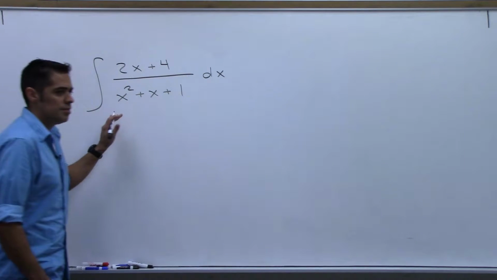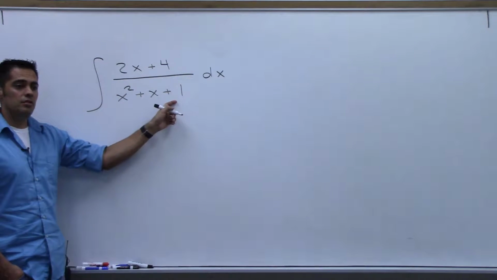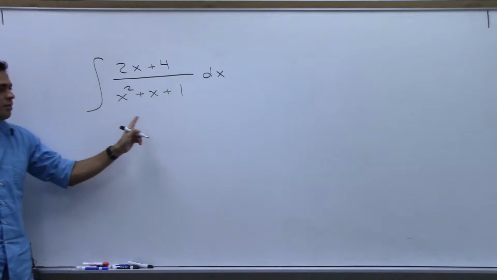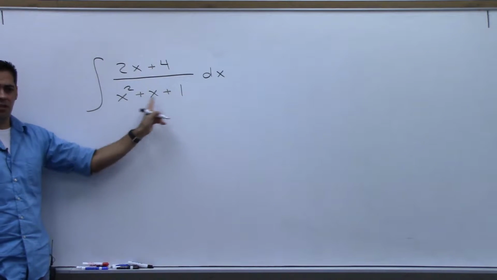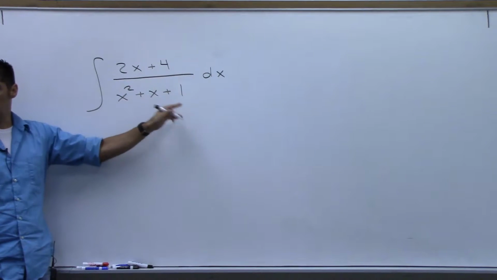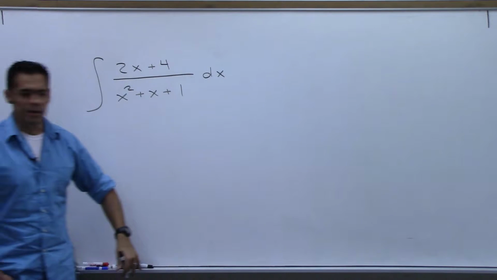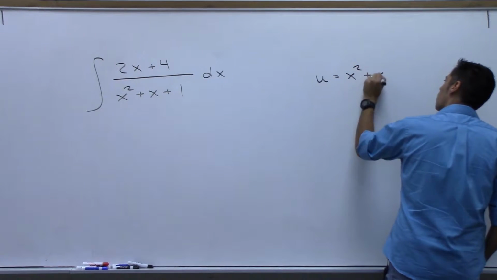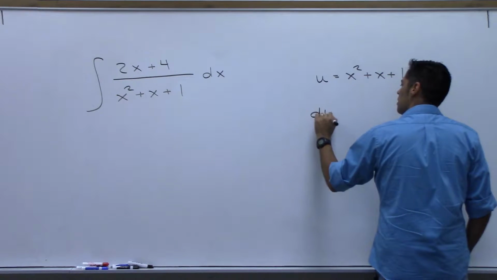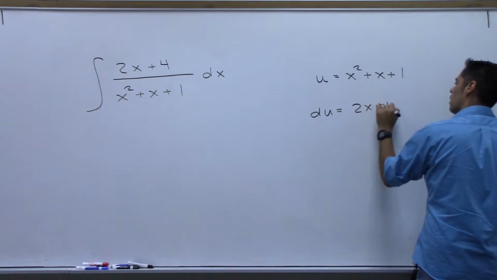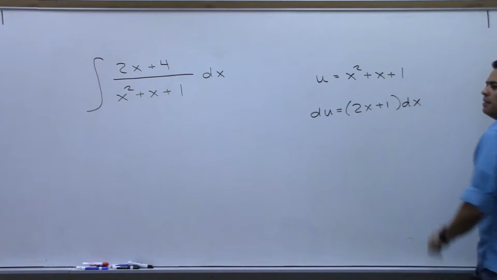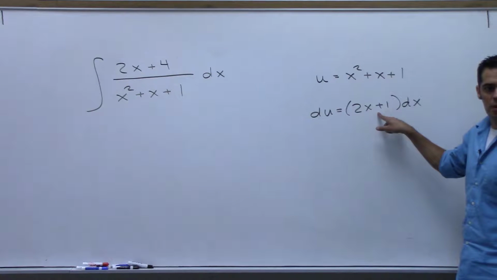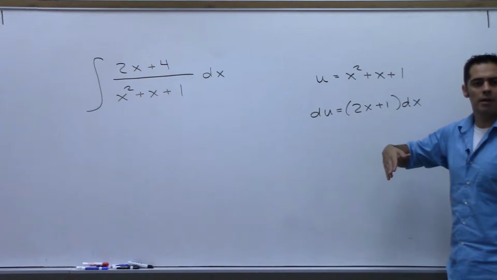So you're saying U sub, make U the bottom and then try to force the top to look like the derivative of that? That's what I would do also, as long as this doesn't factor, which it does not. X squared plus x plus 1 doesn't factor, so I agree. Let's do that. I'm going to let U be x squared plus x plus 1, and du is equal to 2x plus 1 dx, right? So I just need to make the top look like 2x plus 1.